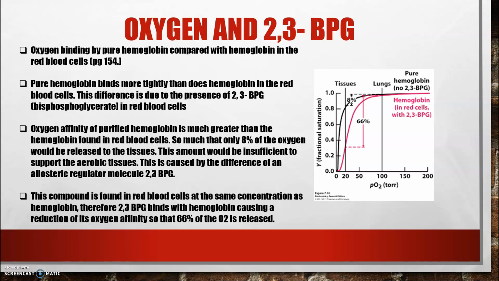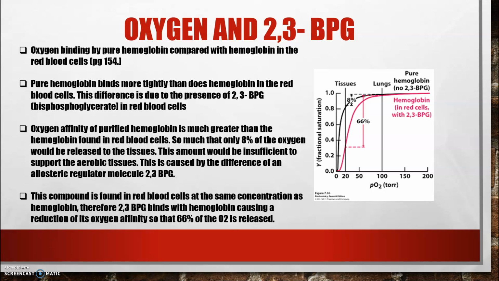Oxygen affinity of purified hemoglobin is much greater than the hemoglobin found in red blood cells, so much that only 8% of the oxygen would be released to the tissues. This amount would be insufficient to support aerobic tissues, which basically means we would not be able to survive.